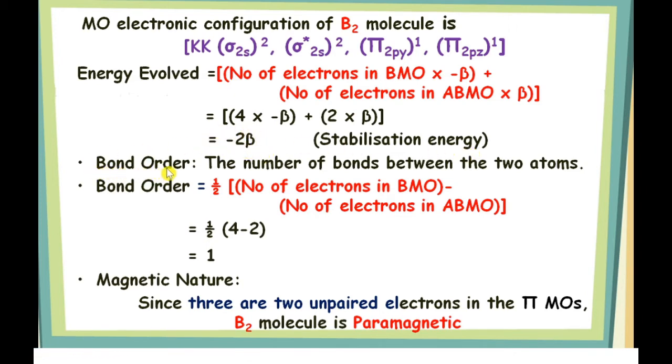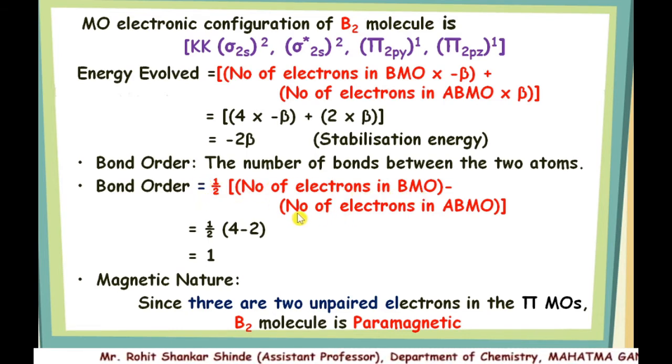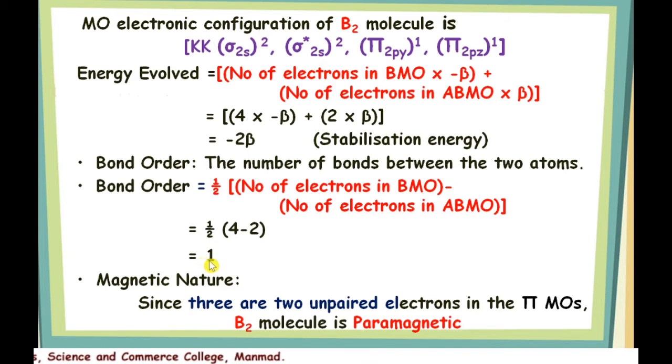Bond order. The number of bonds between the two atoms is nothing but the bond order. It can be calculated by using this formula: 1/2 in bracket, number of electrons in BMO minus number of electrons in ABMO. So 1/2 in bracket 4 minus 2. It becomes 1/2 multiplied by 2. It means 1. Bond order 1 indicates that there is one bond between the two atoms of the B2 molecule.